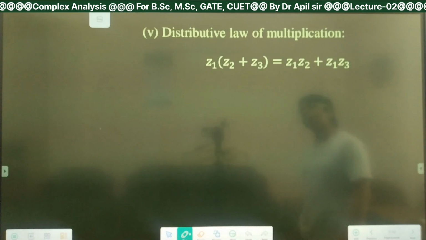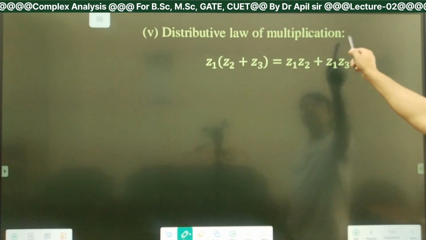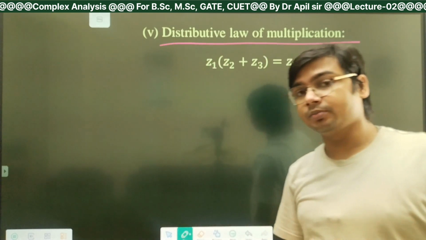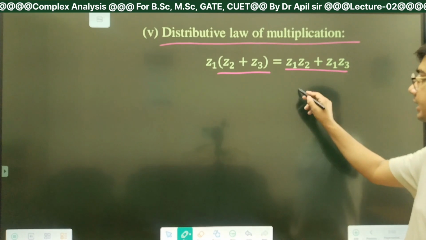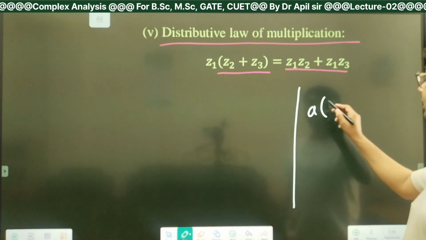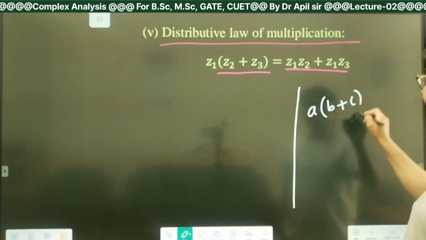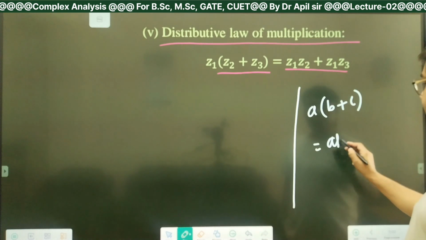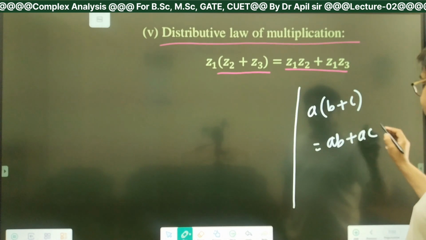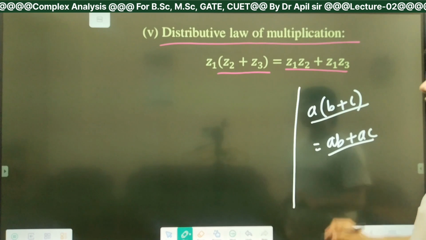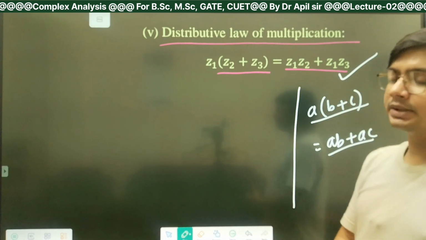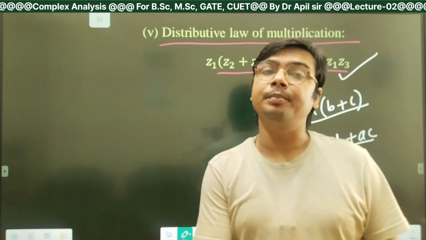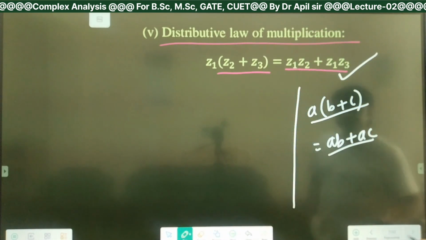So one more property is there which is called the distributive property, right? This is similar to this property. I think this thing you already know, right? A into (B plus C) equals A into B plus A into C. This is similar to this one, and this is called the distributive property, and this property always holds in case of complex numbers, right?